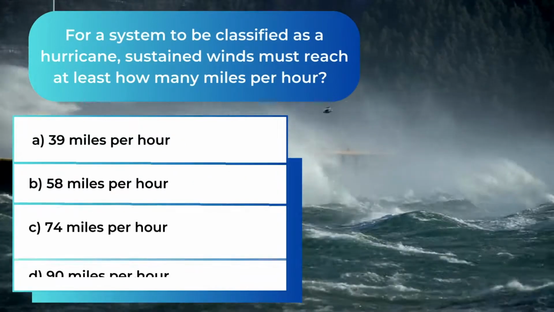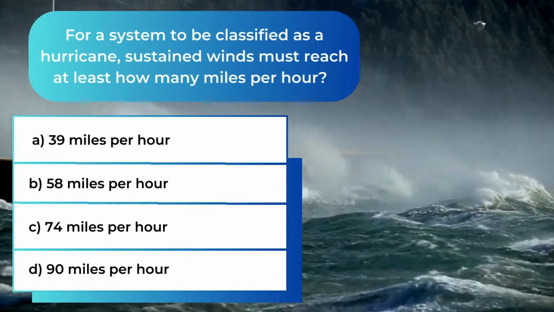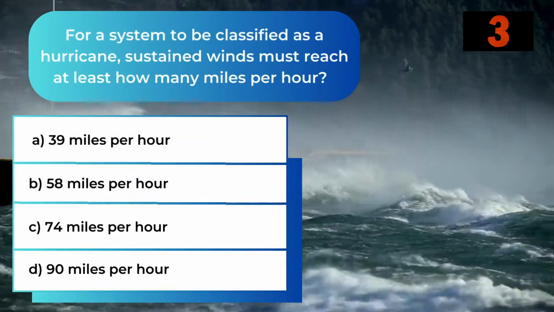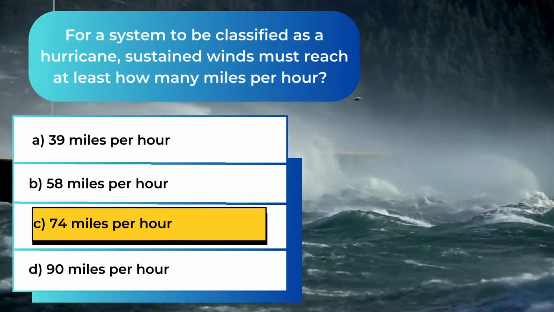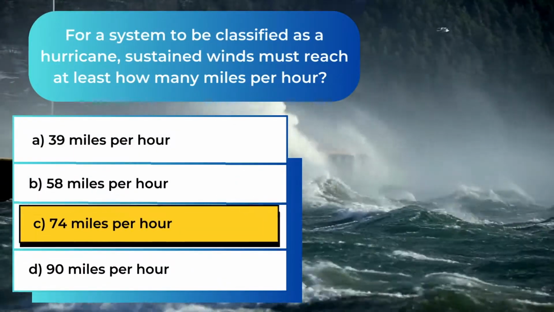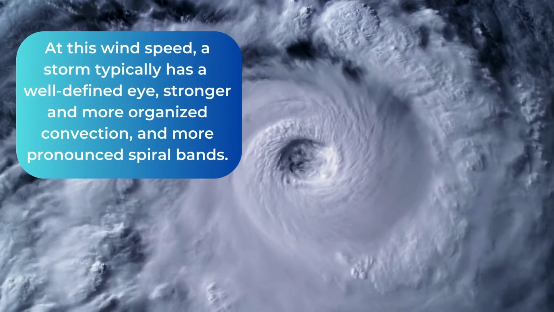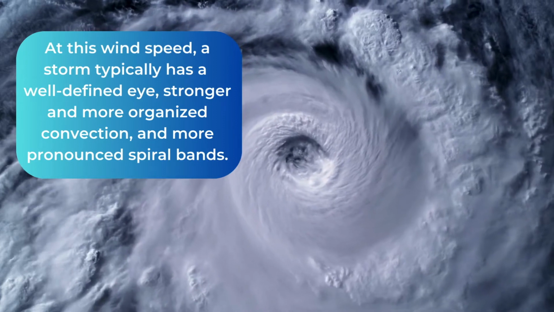For a system to be classified as a hurricane, sustained winds must reach at least how many miles per hour? The answer is C. 74 miles per hour. At this wind speed, a storm typically has a well-defined eye, stronger and more organized convection, and more pronounced spiral bands.